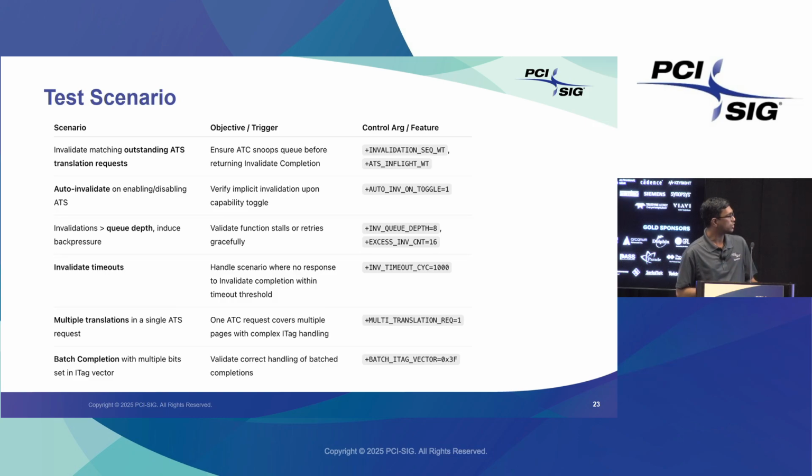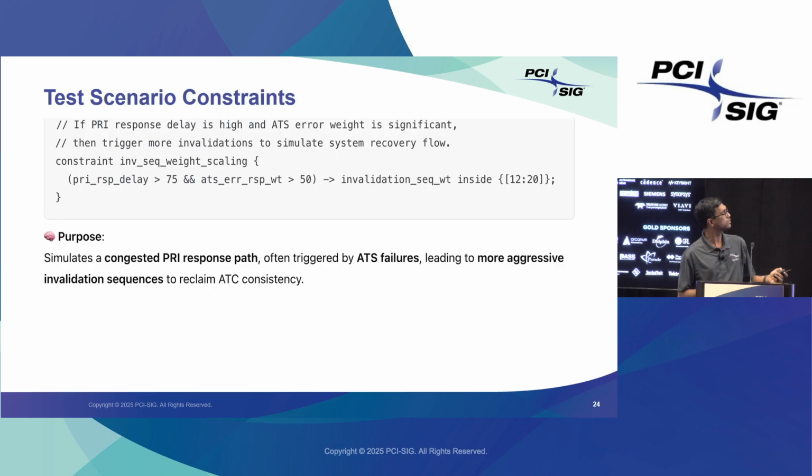And the multiple translations, yeah, I think we have this feature, like instead of a single ATS, multiple ATSs also we can release, and the batch completions, all these scenarios. I think some scenarios I told about with control fields. And the connection, I think we already talked about the connection.